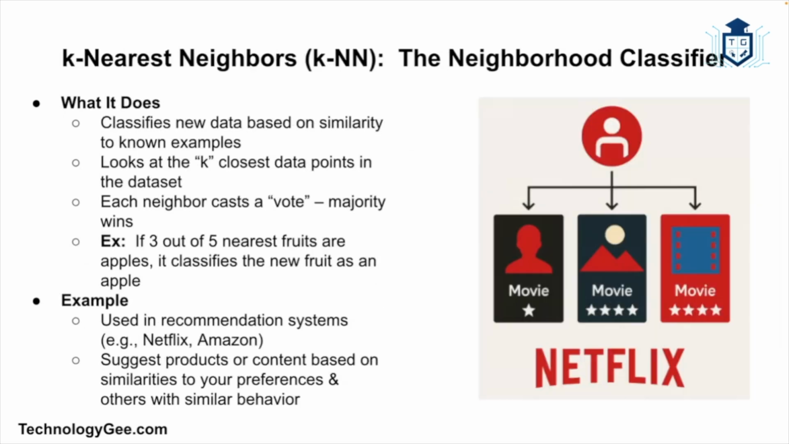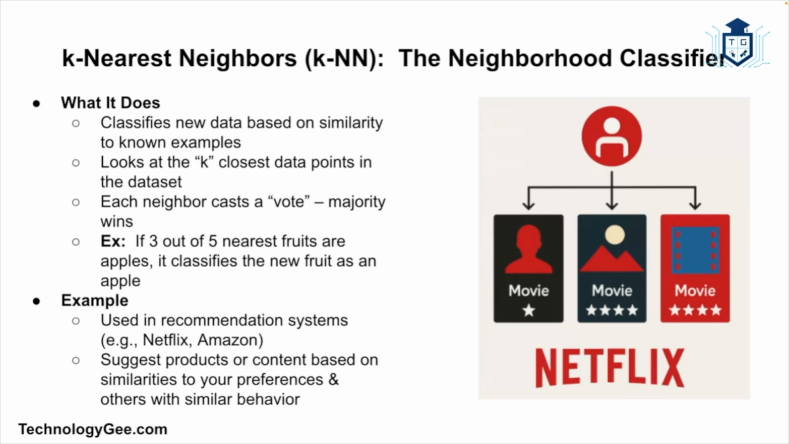All right, next we have what is called the K nearest neighbor. And this is all about finding similarities. It looks at the K closest data points to a new input and lets them vote on the result. So let's say you want to classify a new fruit as an apple or an orange. Well, the K nearest neighbor checks the closest fruits in the data set. And if 3 out of 5 neighbors are apples, then guess what? It's probably an apple.